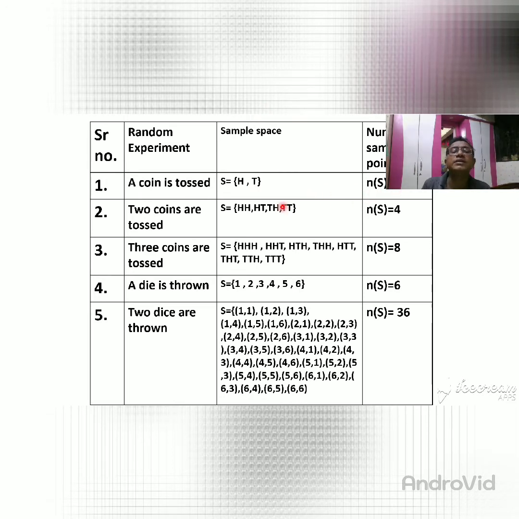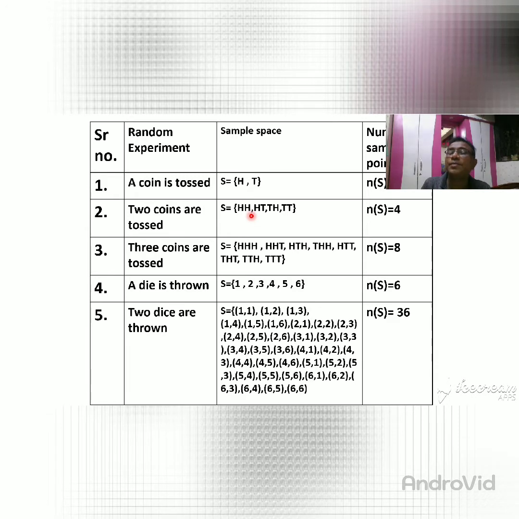Then we see when two coins are tossed. Instead of one coin, they say two coins are tossed. So when you toss two coins, what happens? The first possibility is that both coins are head, HH.